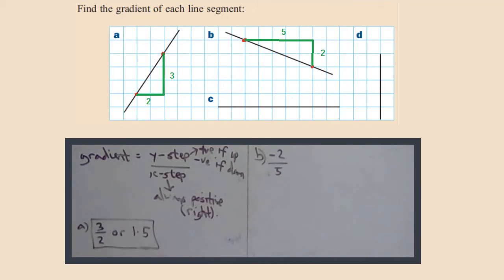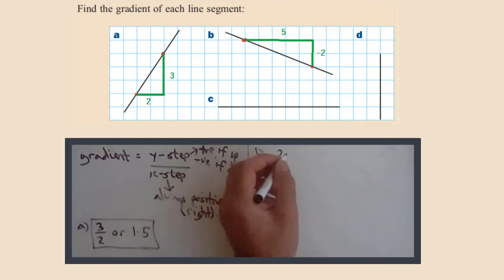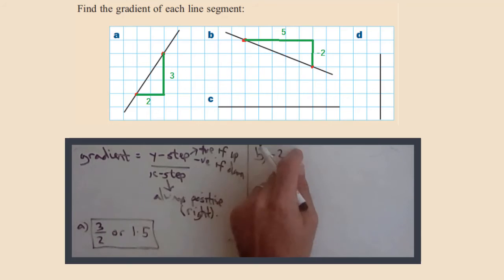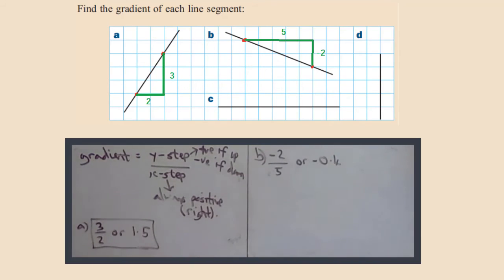Which again for me is absolutely fine. If you want to convert that to a decimal, well, that would be -4 over 10, which would be -0.4. But I'm perfectly happy with -2 over 5 as long as it's in its simplest form, which it is.